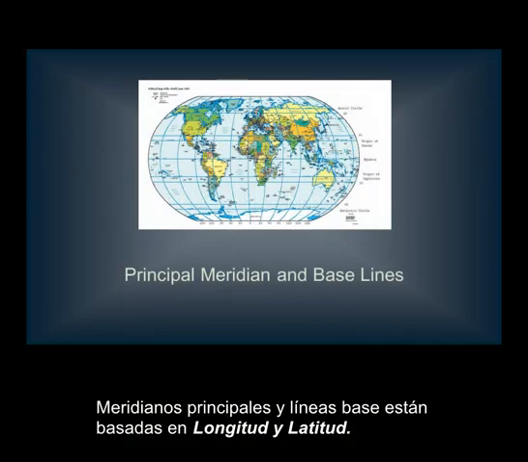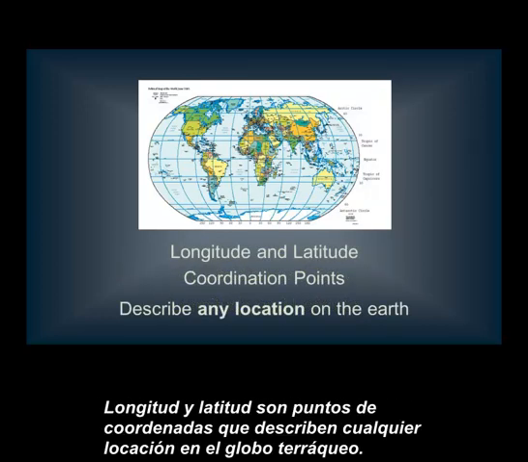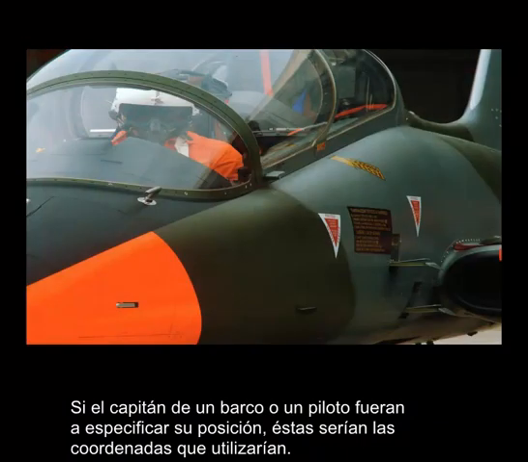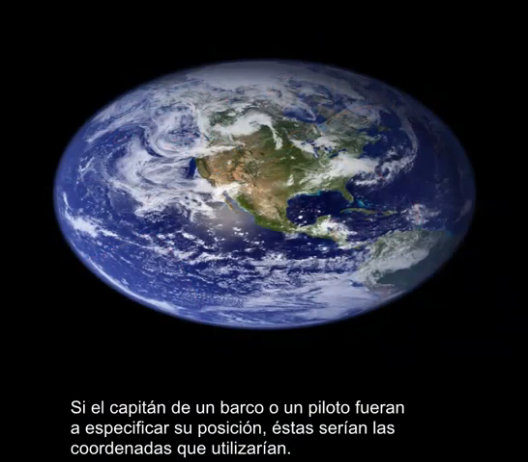Principal meridian and base lines are based on longitude and latitude. Longitude and latitude are coordinate points which describe any location on the Earth. If a captain of a ship or a pilot wants to specify their position, these are the coordinates they would use.